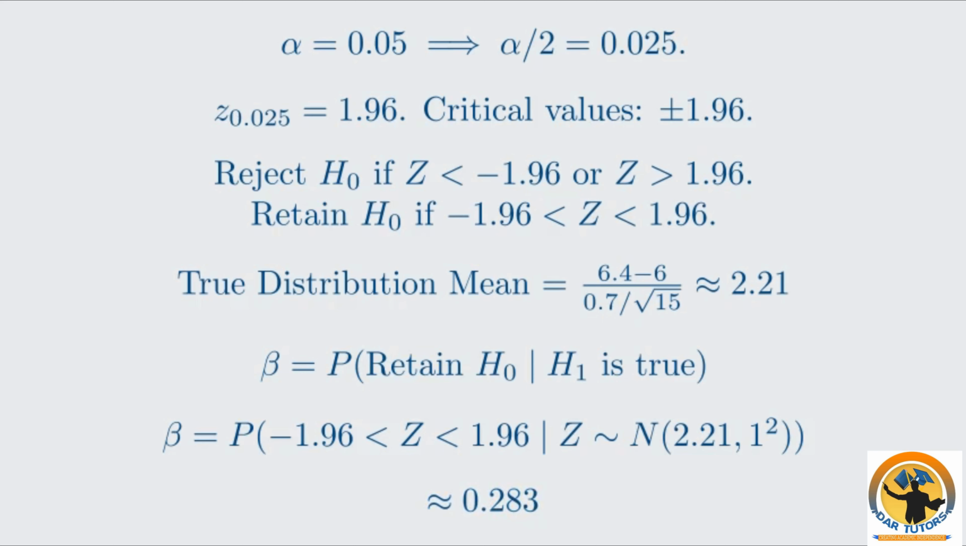So, even in a two-tailed test, the principle is the same. Find the critical region under the null, then calculate the probability of falling within that region under the true distribution.